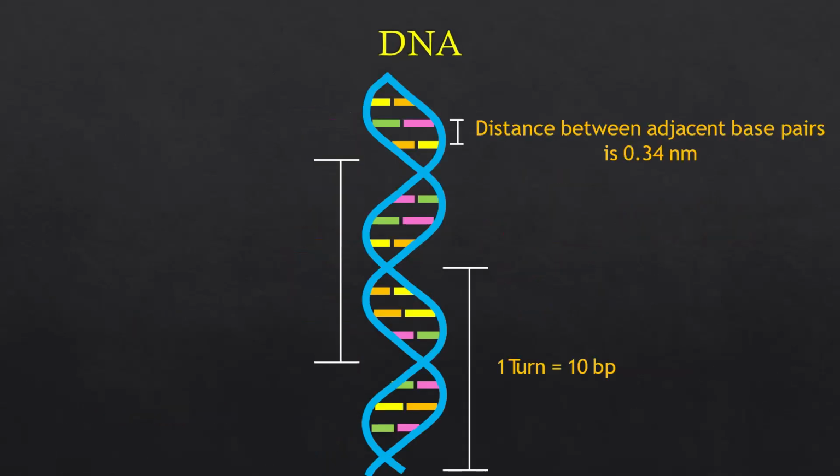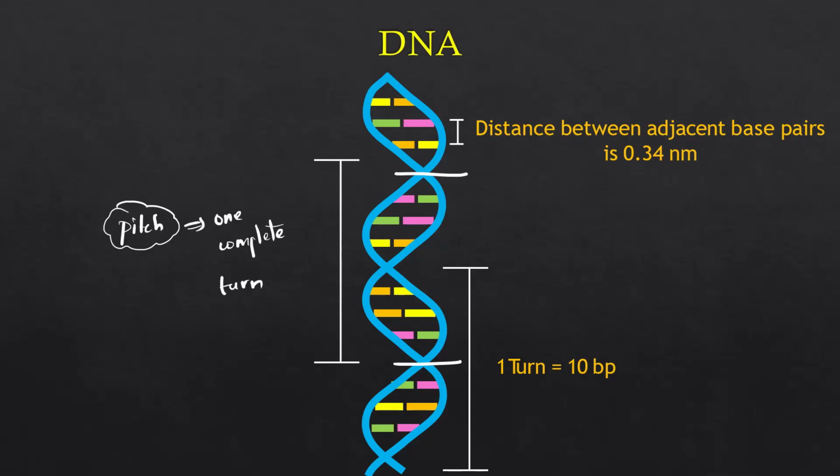Okay. Suppose you see here, from here to here, there is one complete turn. That means this happened like this, 180 degrees, and like this, 180 degrees. So it was 180 plus 180. That means one complete turn, 360 degrees. This one complete turn, we call it the pitch of the DNA. So what is the meaning of pitch? It is nothing but one complete turn.